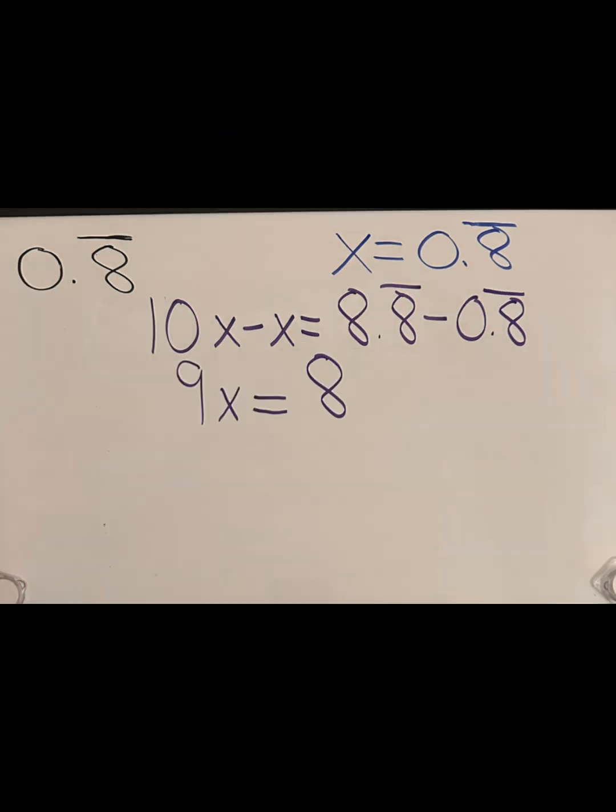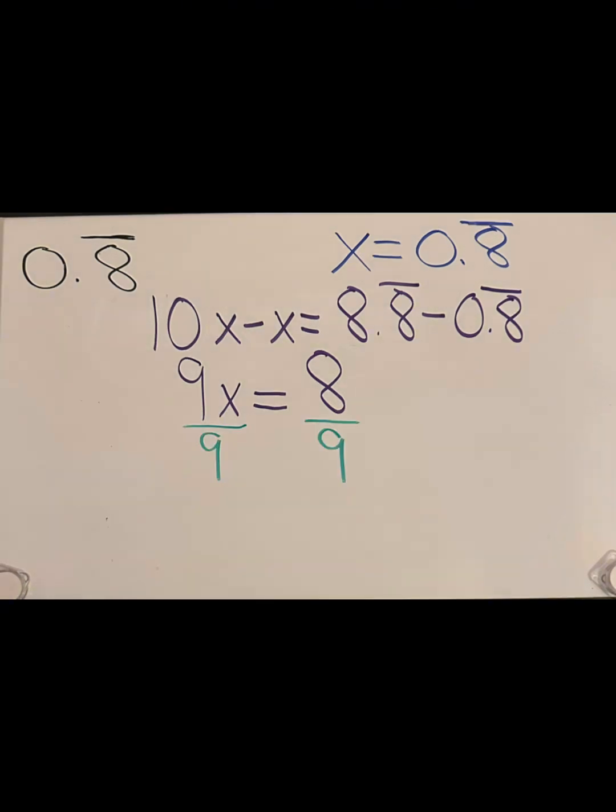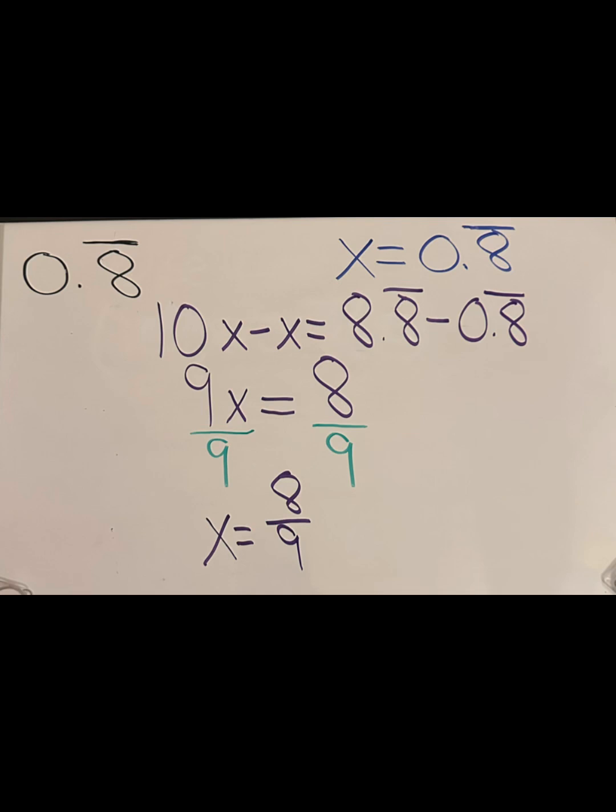Now we have the equation 9x equals 8. The last thing I want to do is isolate the variable on the left side. The way we would do that is by dividing both sides of the equation by the coefficient, which is 9. So the value of x is 8/9, and that is the fraction form of the repeating decimal 0.8.